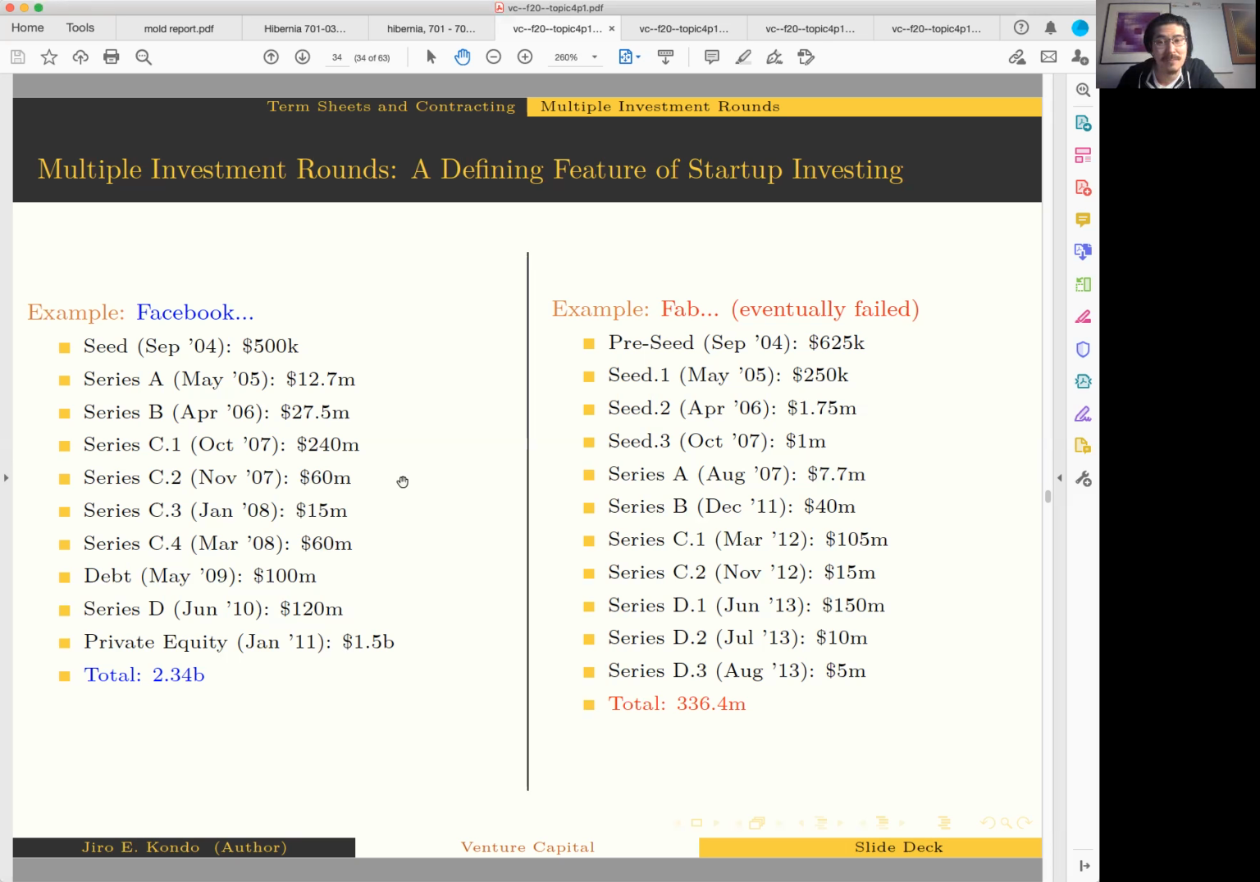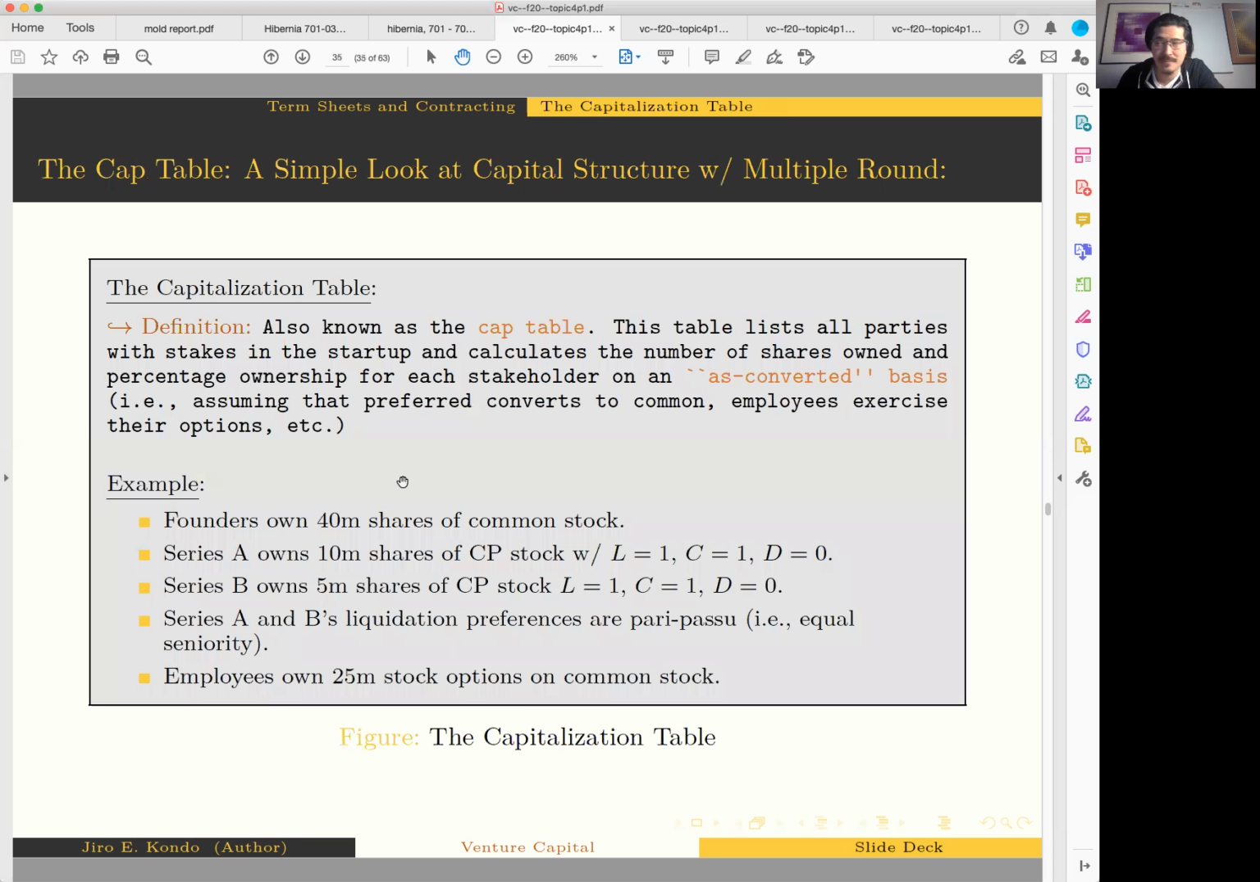Before we analyze it in a complex way, let's analyze it in a simple way that doesn't tell the whole story, but it's still useful to do the exercise. Folks okay with that? So this is what we call the capitalization table, also referred to by practitioners as the cap table. What does this table do? It lists all parties with stakes in the startups and calculates the number of shares owned and percentage ownership for each stakeholder on an as converted basis. That means, because remember, all preferred shares, there's the option to convert it, correct?